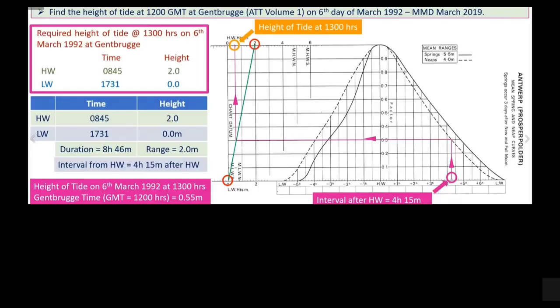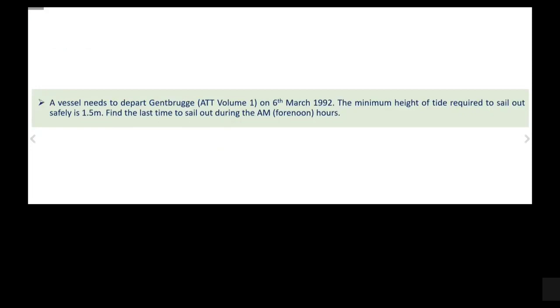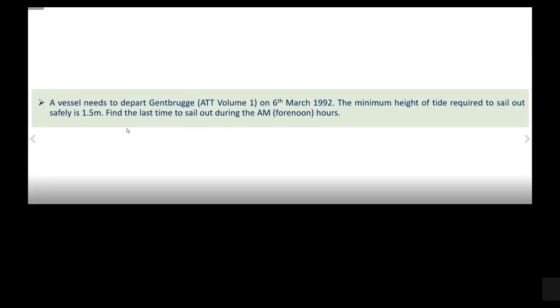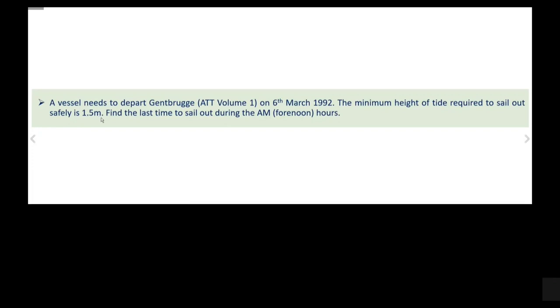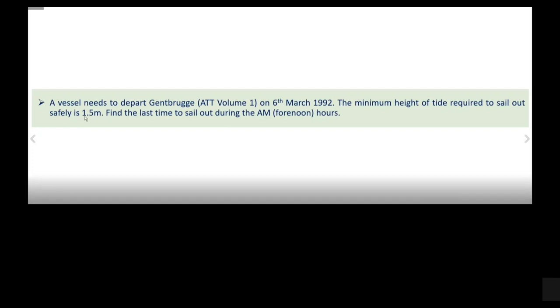Okay, so this is our next type बेटा. ये इसी क्वेश्चन पे बेस्ड है जो हमने अभी किया है. A vessel needs to depart Jentbrug, सेम पोर्ट. एक शिप ने वहां से सेल आउट करना है. 6 मार्च 1992 की डेट है जिसके लिए हमने अभी हाइट ऑफ टाइड कैलकुलेट की. The minimum height of tide required to sail out safely is 1.5 meters. So हमें 1.5 मीटर की हाइट ऑफ टाइड चाहिए. Find the last time to sail out during the AM, that is forenoon hours.